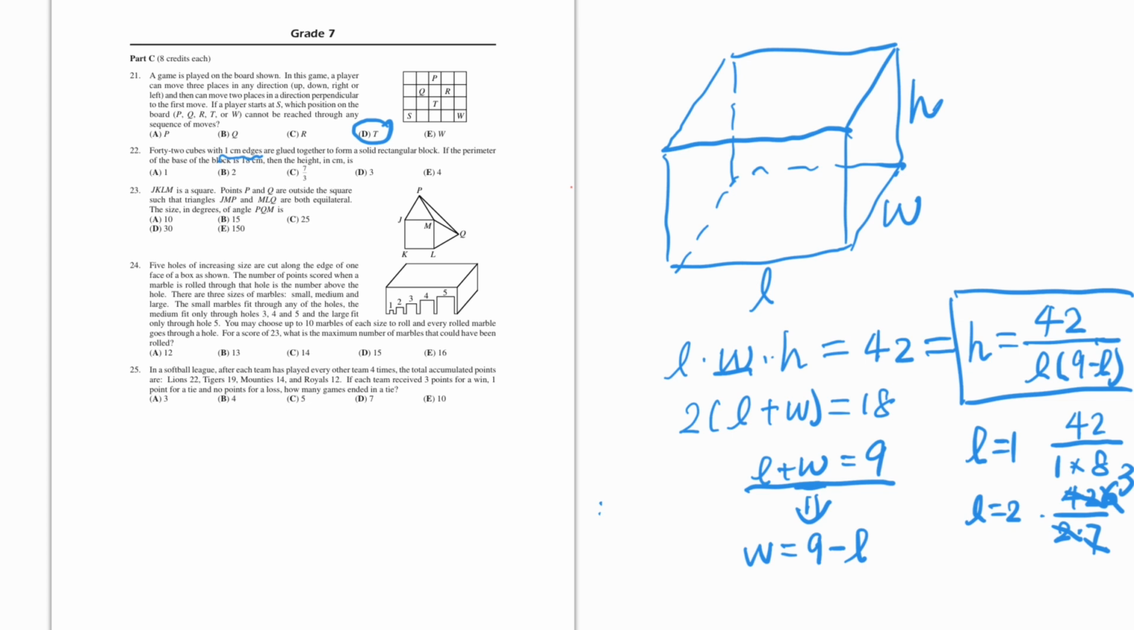Now we get length is the 2, width is the 7, and the height is the 3. So length times width times height equals 42. And length plus width times 2 equals 18. So length is 2, width is the 7, height is the 3. They ask the height. So the answer is D. The height is 3.